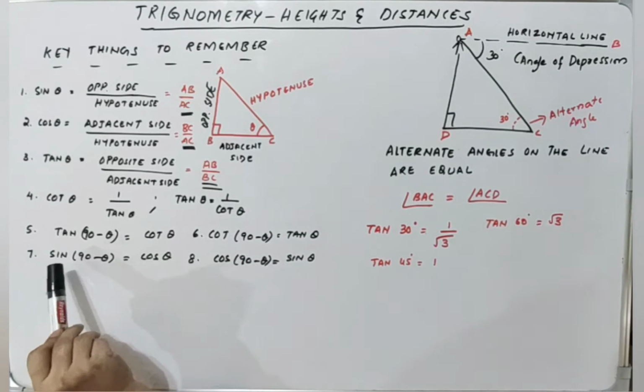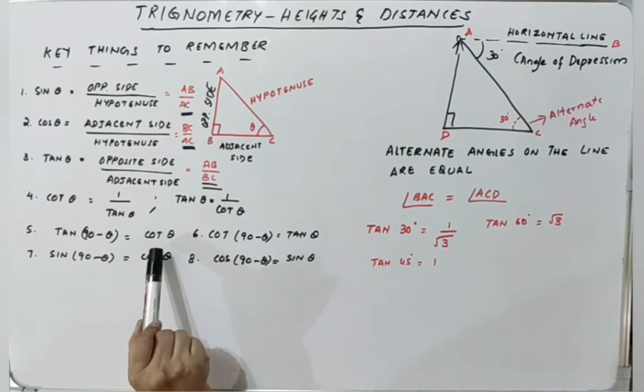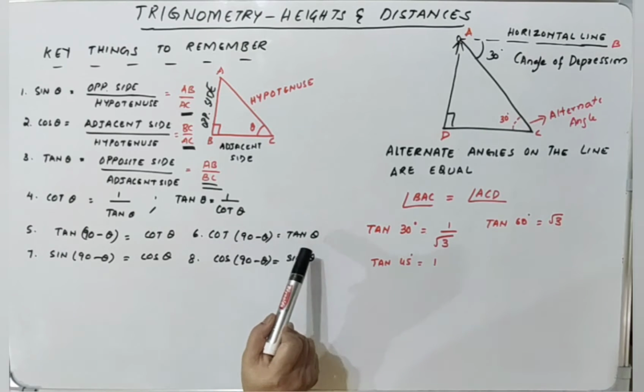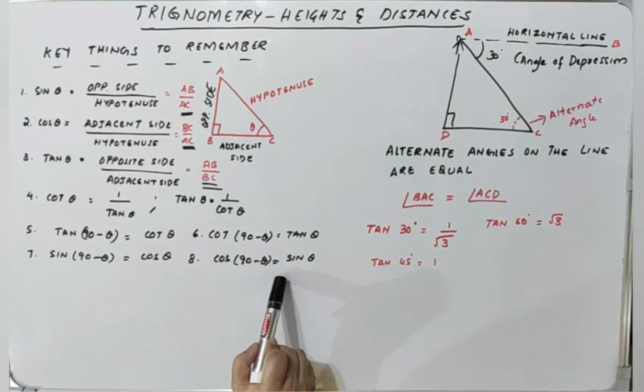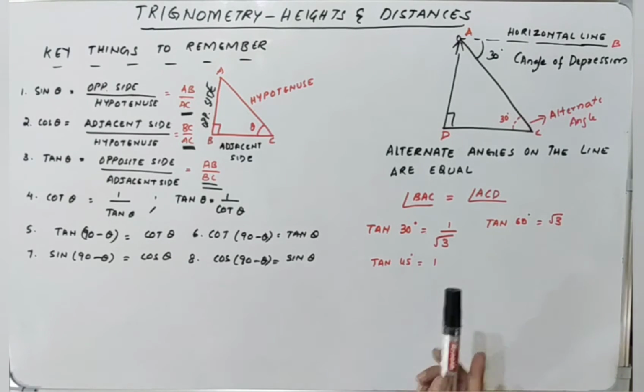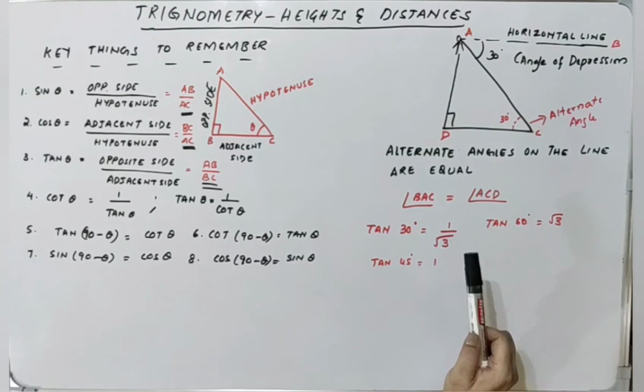We also have to remember tan (90 minus theta) is cot theta. Cot (90 minus theta) is tan theta. Similarly, sin (90 minus theta) is cos theta and cos (90 minus theta) is sin theta. And there is another important concept which we have to remember.